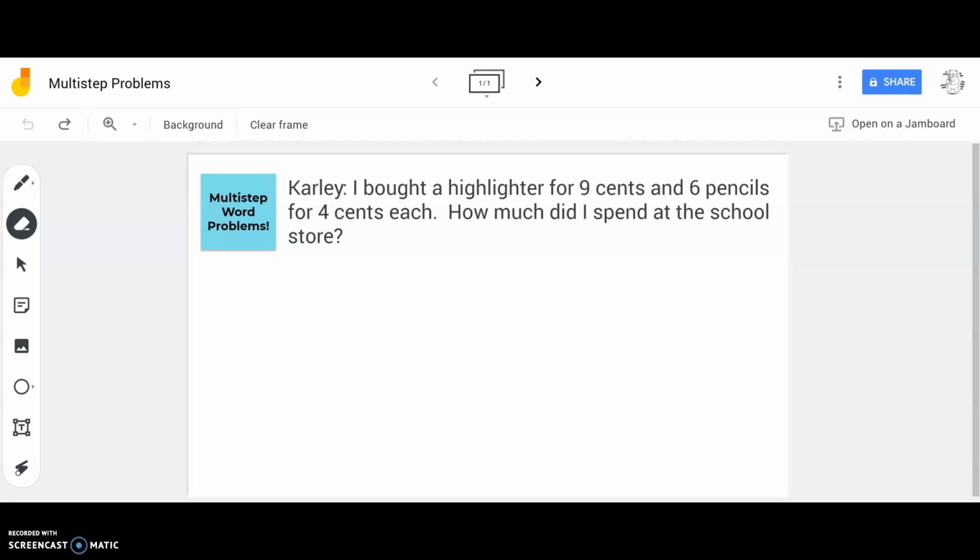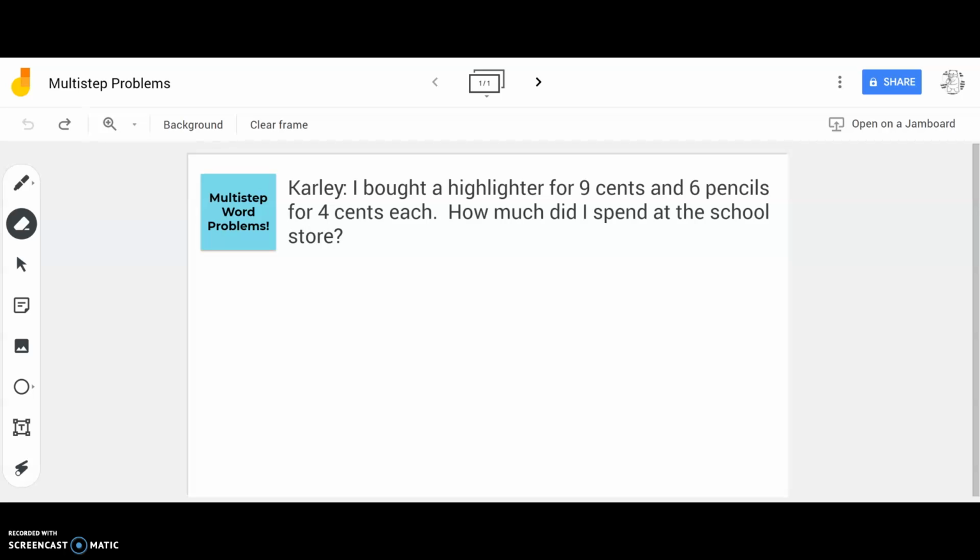Taking something that's big and breaking it down to make it smaller is something that we as fifth graders need to do, especially when we're considering multi-step word problems. Because if I didn't do those things, I would read this story and I would do this. I bought a highlighter for 9 cents and 6 pencils for 4 cents each. How much did I spend at the school store?